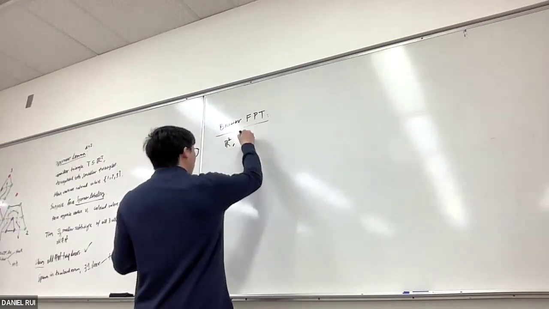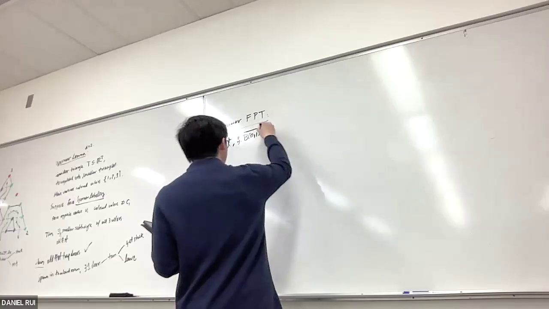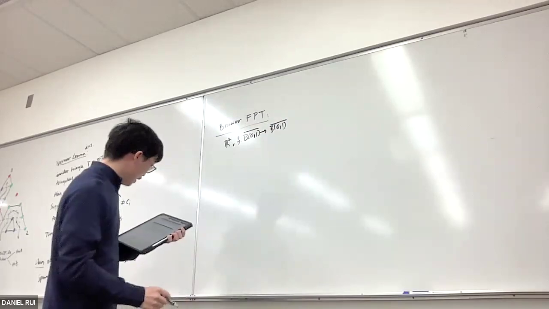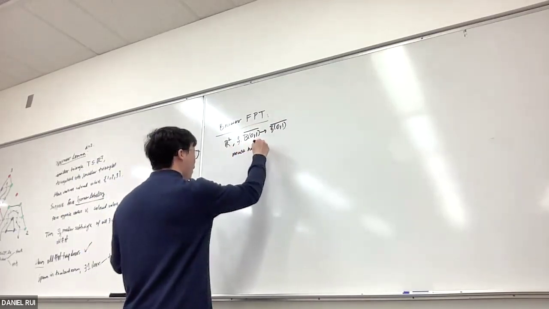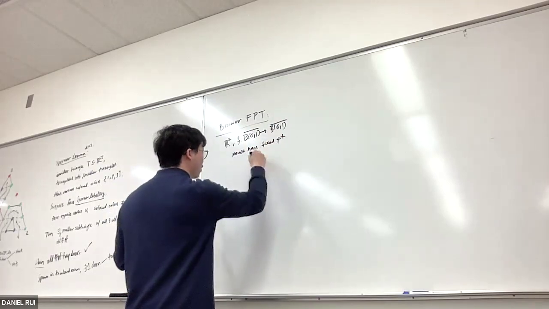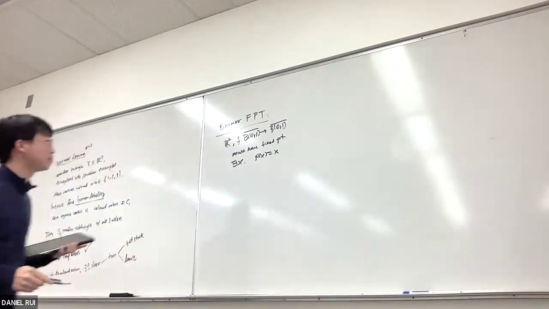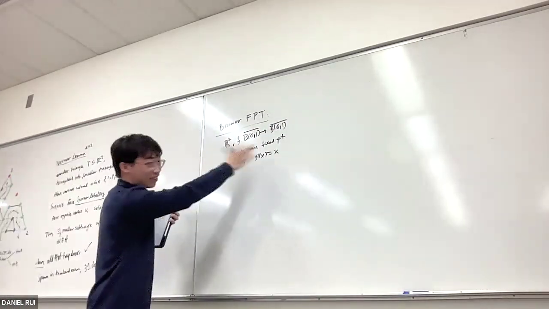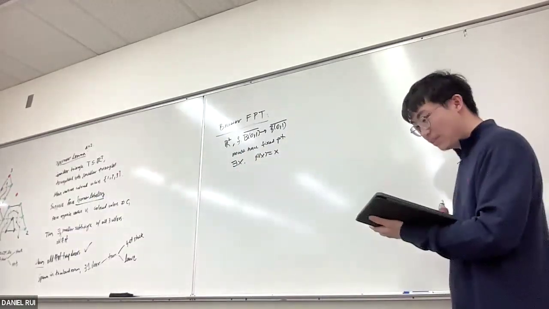If I have the closed unit ball, and a continuous function from the closed unit ball to itself, then it must have a fixed point. In other words, f of x equals x for some x. And if I just wrote an n there, this is again verbatim. So why is this true?